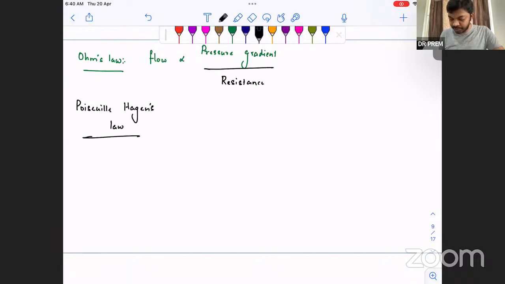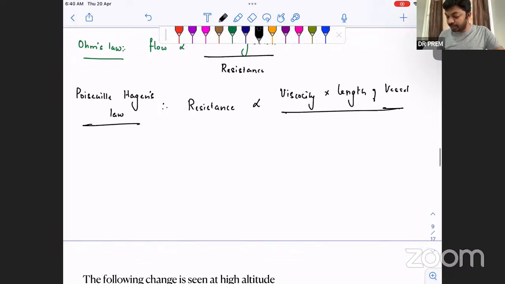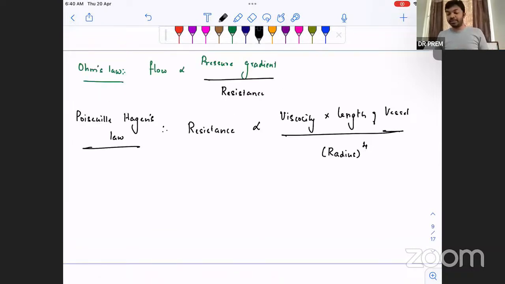So as per Poiseuille-Hagen's law, we are going to calculate resistance. Resistance is proportional to viscosity. Resistance is directly proportional to length of blood vessels. And resistance is inversely related to fourth power of radius. It is inversely related to fourth power of radius, doctors. All right, that's very important.